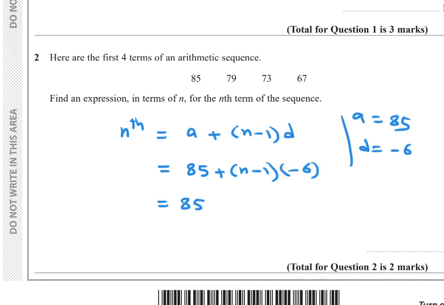So 85, n times negative 6 is negative 6n. Negative 1 times negative 6 equals positive 6. Combine the like terms, 85 plus 6 equals 91, so 91 minus 6n.